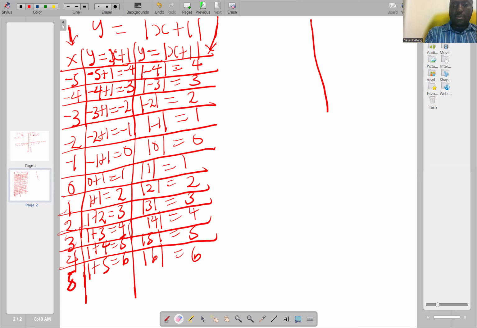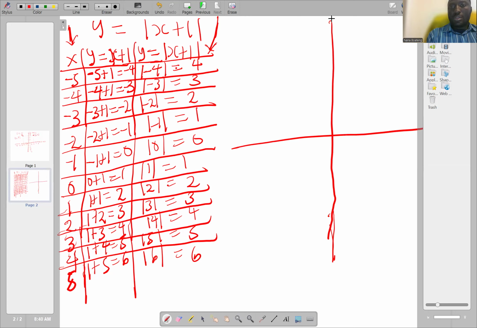Let me try to straighten out my line. So I have my y-axis here, and I have my x-axis here. So this is my y-axis, and this is my x-axis.